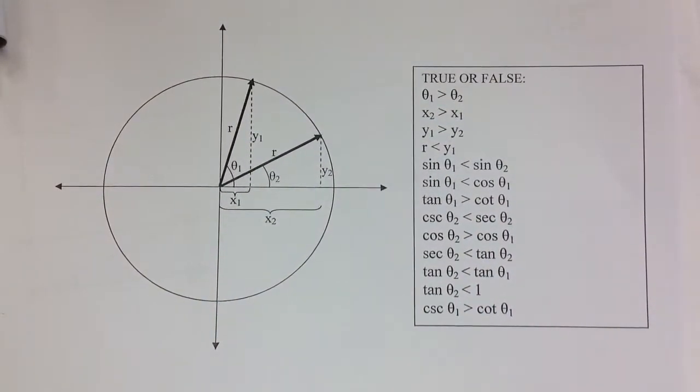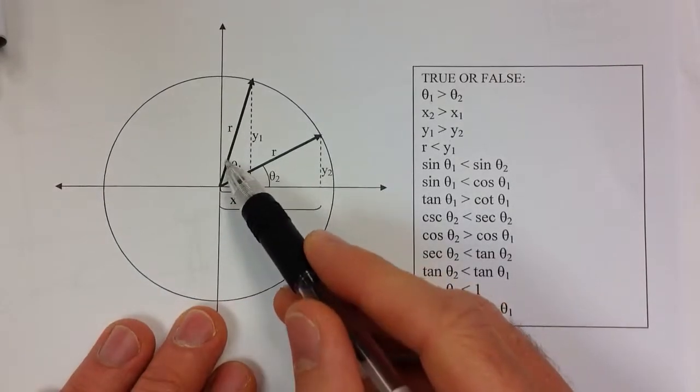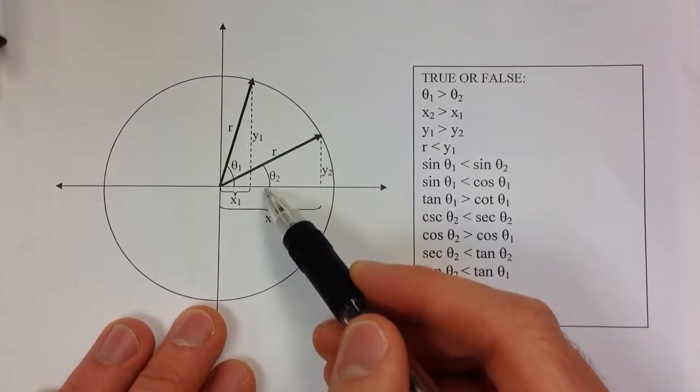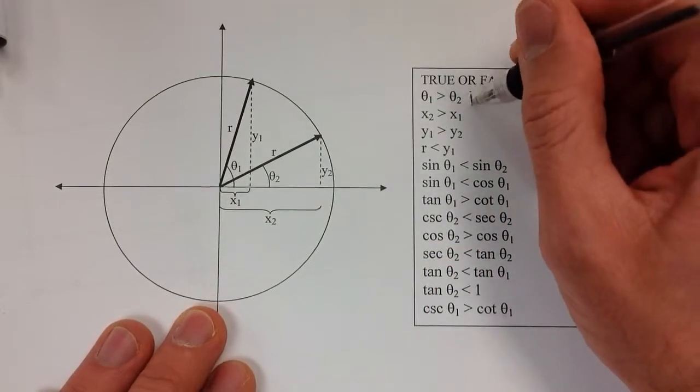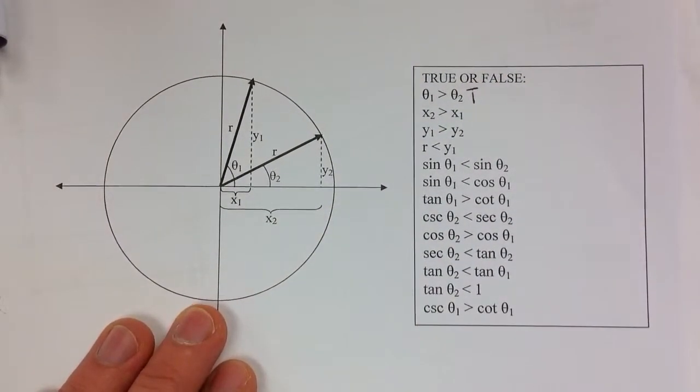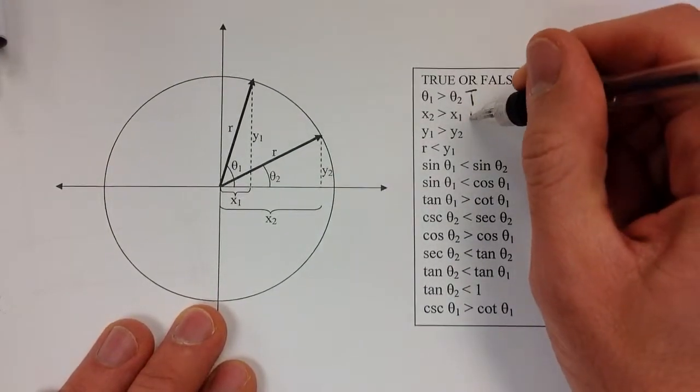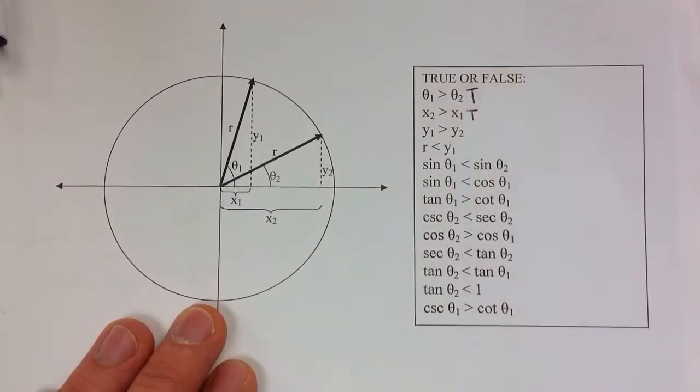Jen, what do you think? Yes. It's obviously larger than theta 2. Okay. It's true. Brett, is x2 larger than x1? Yes, it's obvious. I don't think we really need to say anything more than that.